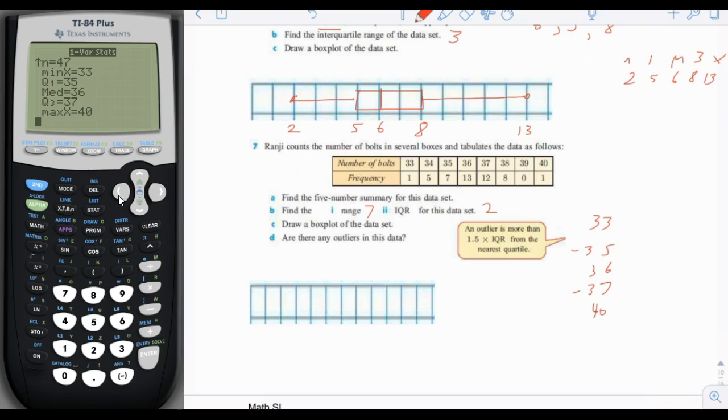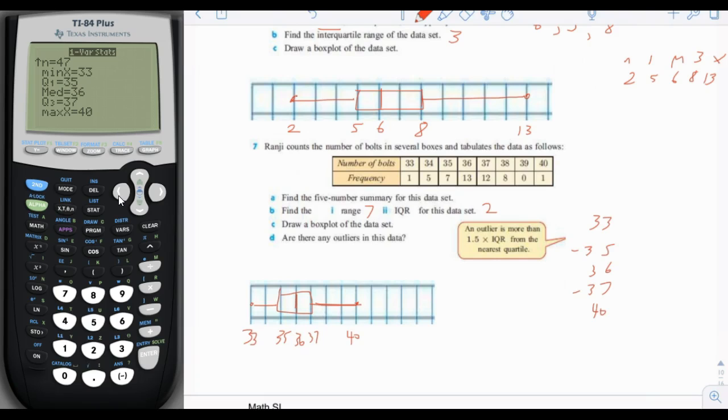Draw a box plot. So we would have, let's see, I'm going to put maybe 33 here, 34, 35, 36, 37, 38, 39, 40. There we got minimum, maximum. We got our box right in the middle, a compact box.